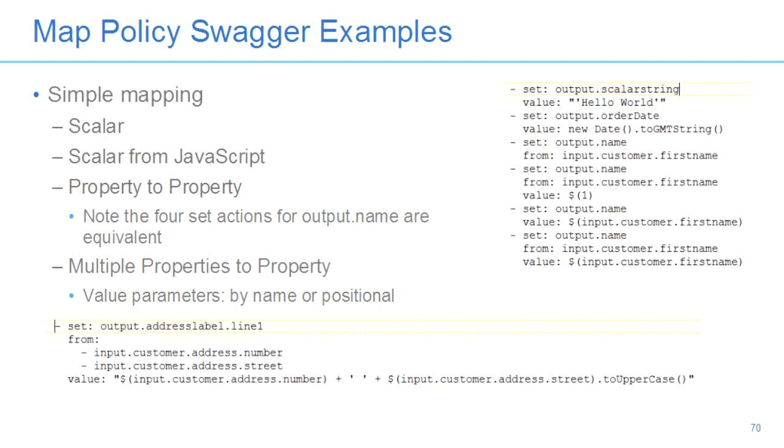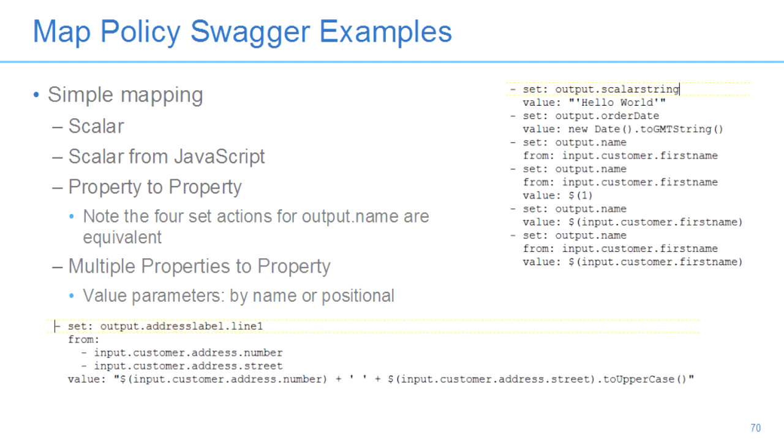The next 4 actions are all equivalent. They're all setting a name. And so you can set a name by just specifying the from. I'm setting the name from input.customer.firstname. The second example is doing the same. It has the same from, but it does specify a value. But in this case, I've specified a positional value of $1, which is the first element, which is essentially the same as I've done before.